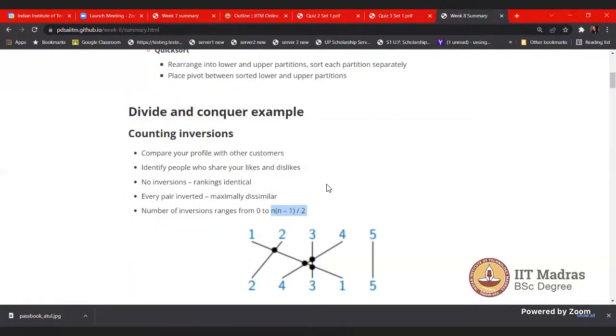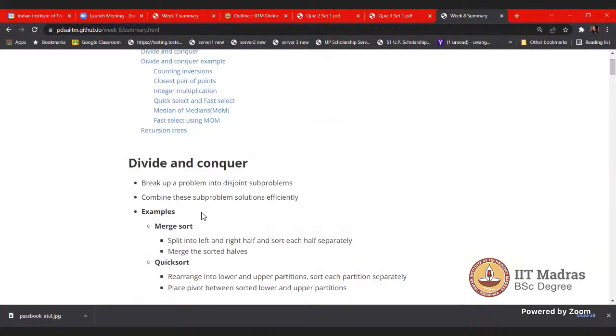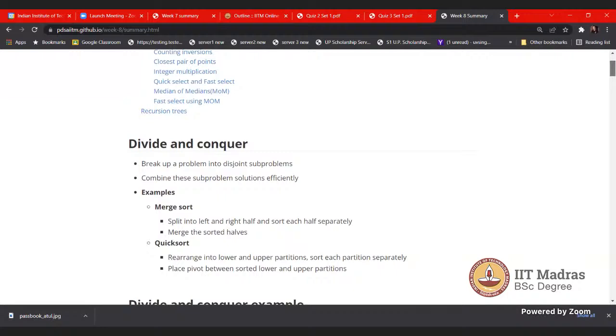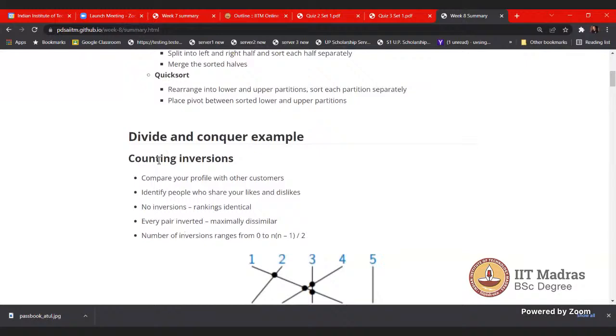Now B8. Divide and conquer approach: break up the problem into disjoint sub-problems, and combine these sub-problem solutions efficiently. First, divide the problem into sub-problems, and after solving each sub-problem separately, just combine the solutions efficiently. You have already seen some examples of this, merge sort and quick sort, in the previous weeks. So these are all examples of the divide and conquer approach.